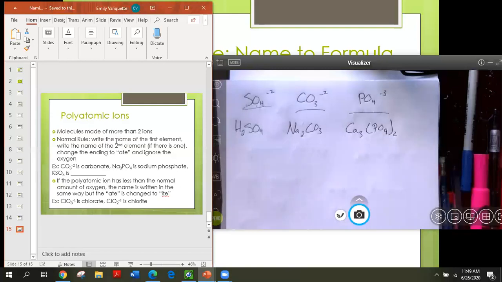So those are all the rules for naming. You do have to memorize all of those rules. There will definitely be some questions later on in this unit that you won't be able to do if you don't know how to name compounds. So this is something you should really prioritize.